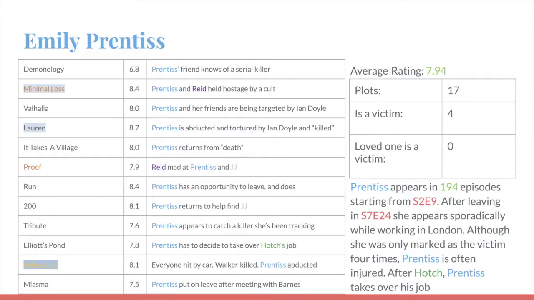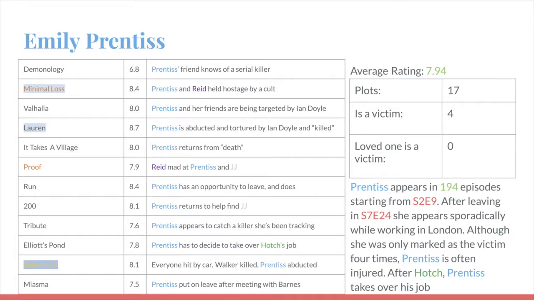Next, we have Emily Prentice. Her average rating was 7.94, which is pretty high compared to the other characters. She appeared in 194 episodes, starting in season 2, episode 9, and after leaving at the end of season 7, she appears sporadically while working in London and finally returns after Hotch leaves in season 12, and she stays through the end of the show.